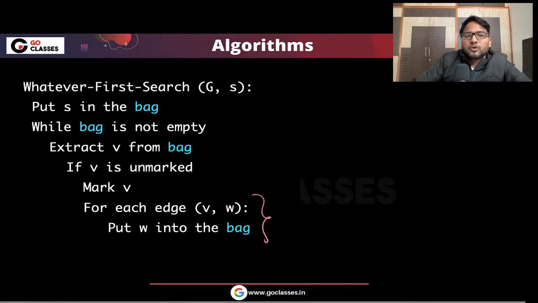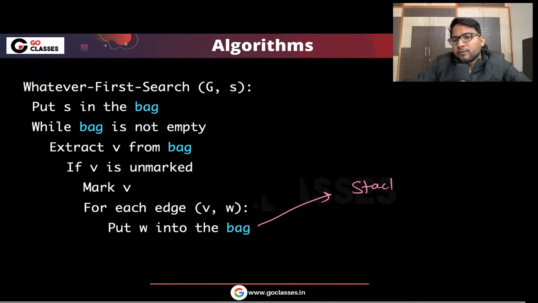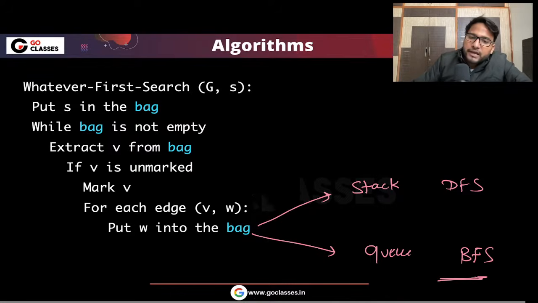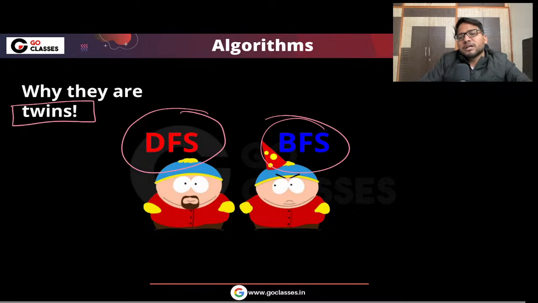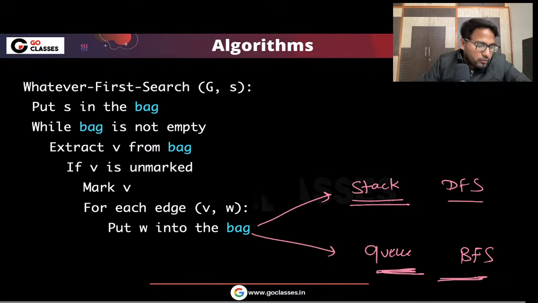Interestingly, this algorithm can be DFS or BFS depending on the bag. If this bag is a stack, it will be DFS. If this bag is a queue, then it is BFS. So this bag means some data structure. If you are using stack as a data structure, it will be DFS. If you are using queue as a data structure, it will be BFS. So in that sense, we can say that DFS and BFS are twins. Twins means exactly the same, just a matter of whether you are using stack or queue.